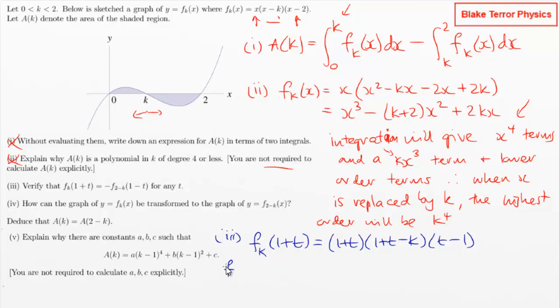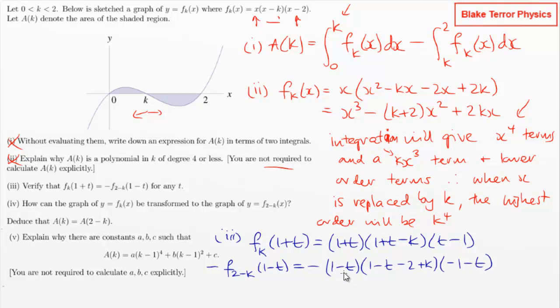And then we've got minus f subscript 2 minus k of 1 minus t. So it's all going on. So we've got a minus. Then we're going to have a 1 minus t. Well, at least that's got us the last bracket. Then we've got a 1 minus t minus k, and in this case k is 2 minus k, so minus 2 plus k, and then x minus 2, so 1 minus t minus 2, so minus 1 minus t.